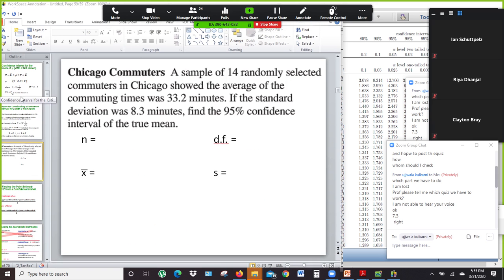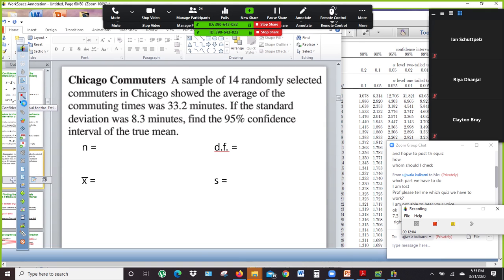So this is what you guys got from yours. So sample of 14. What's 14? So 14 is my what, guys? Sample size. Yep, my sample size, my n. Great. So this is the average of the sample. The average of the sample was 33.2. That's my x bar, my sample mean. And the standard deviation was 8.3, that's my S. So here my n is 14.